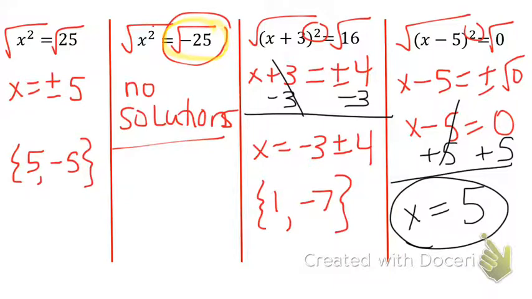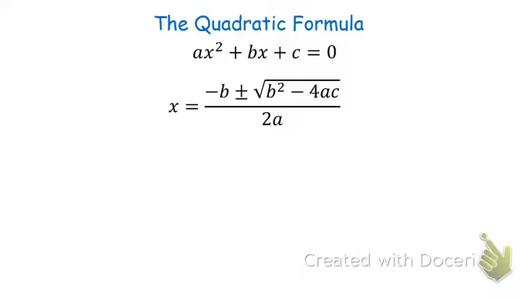Anyway, the only time you're going to get one answer is when you have the square root of 0. And that will come up within the quadratic formula too. I'm just sort of hinting at it right now, and what it means is going to come up more and more. All right, so we're going to move on to actually solving with the quadratic formula. This crazy looking thing is the quadratic formula.